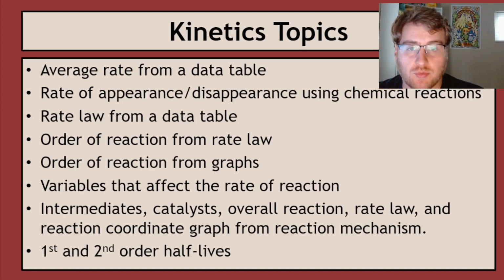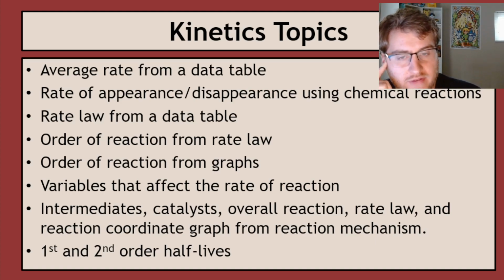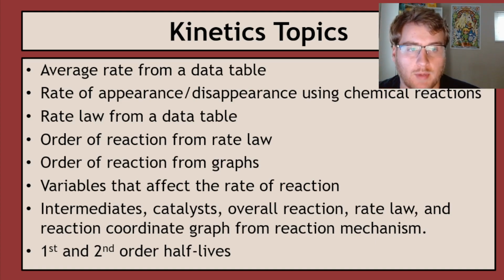So we have average rate from a data table, rate of appearance or disappearance using a chemical reaction, rate law from a data table, order of a reaction from a rate law, order of a reaction from graphs, looking at variables that affect the rate of reaction, and then some keywords: intermediates, catalyst, overall reaction, rate law, reaction coordinate graphs of a reaction mechanism, and then some first and second order half-life problems. Okay, we're going to go into each one.